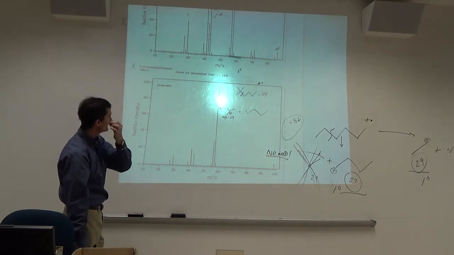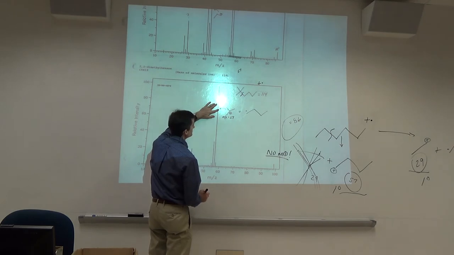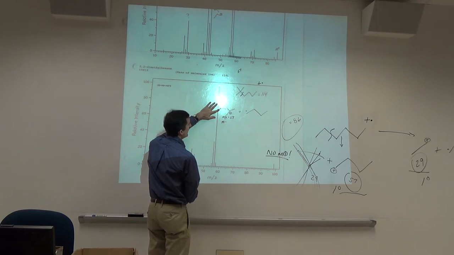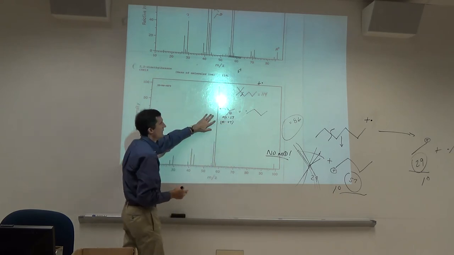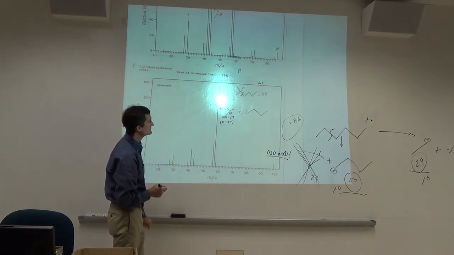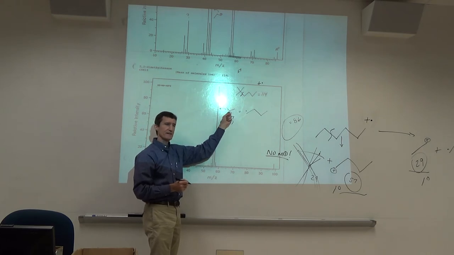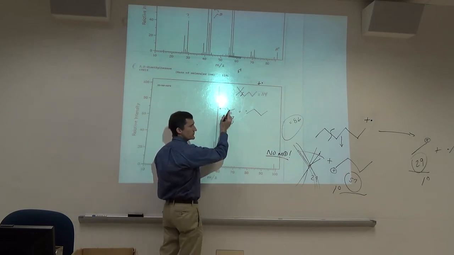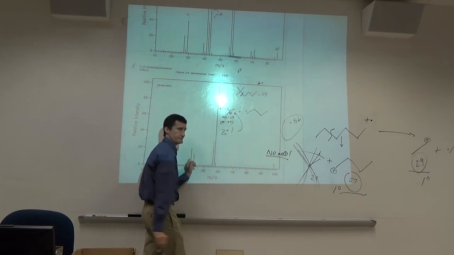Was the one above also 57? Yes. 57. That means it's M minus what? It's actually M minus 57, isn't it? Because 114 minus 57 is 57. Why did it preferentially cleave here to give this cation? More electrons. What's so good about that cation? Tertiary cation form.